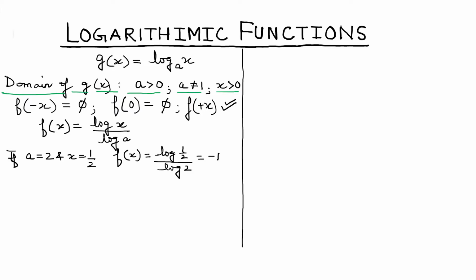At the same time, we could have taken the value of a as 2 and x as 2 again. In that case, what is the value of f(x)? The value of f(x) will be log 2 divided by log 2, which is equal to plus 1.